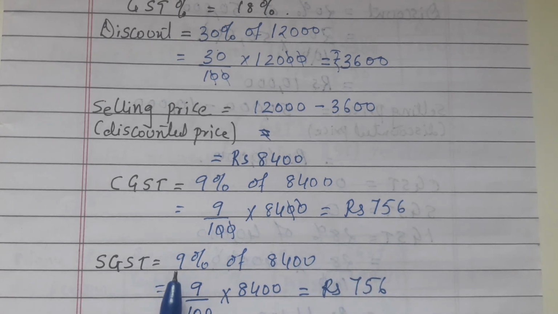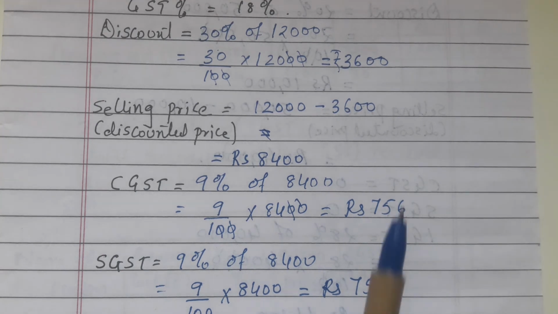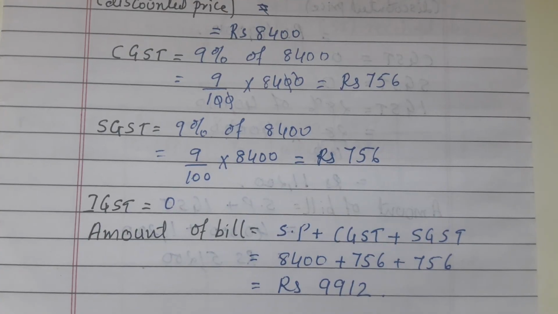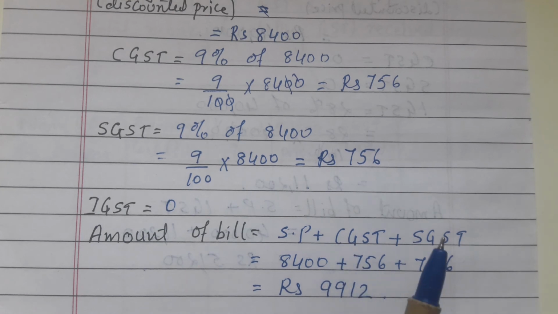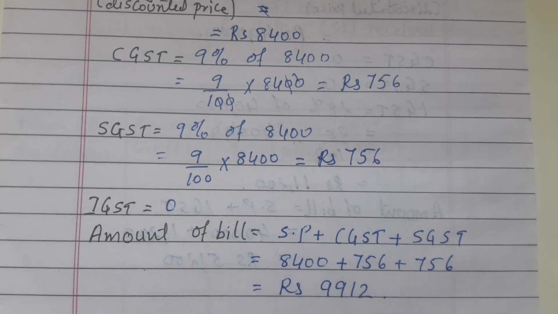SGST, half of GST, the 9% of 8,400, is 9 upon 100 into 8,400, which is rupees 756. CGST and SGST will be the same. IGST will be 0. Amount of bill: selling price 8,400 plus CGST 756 plus SGST 756. Total is rupees 9,912.